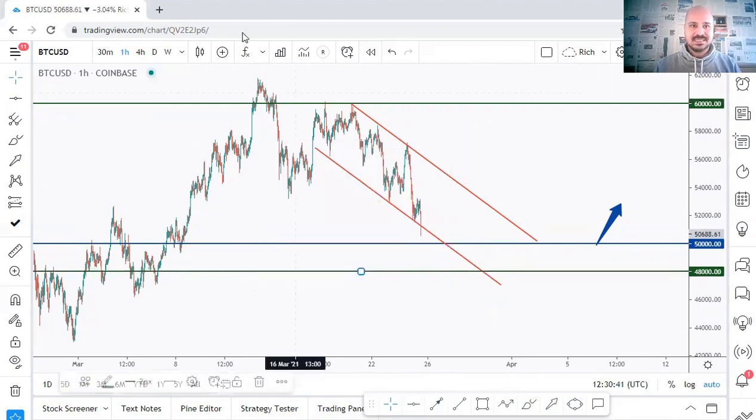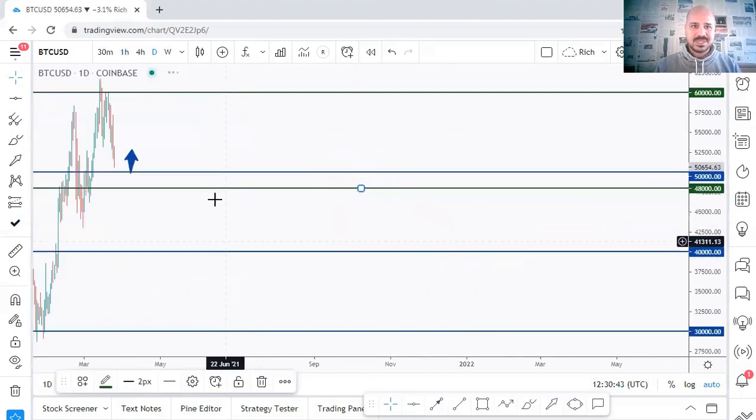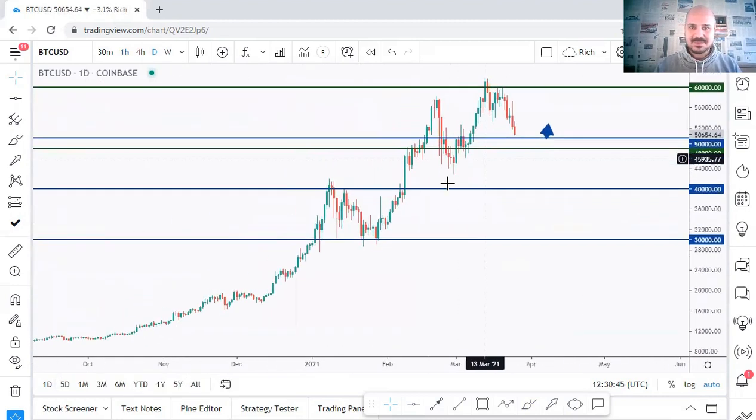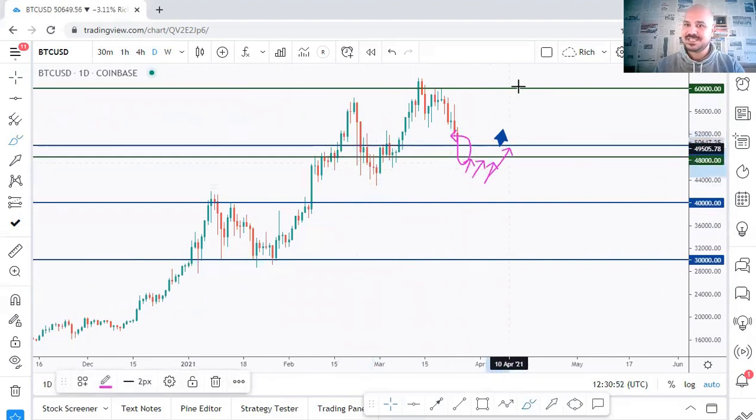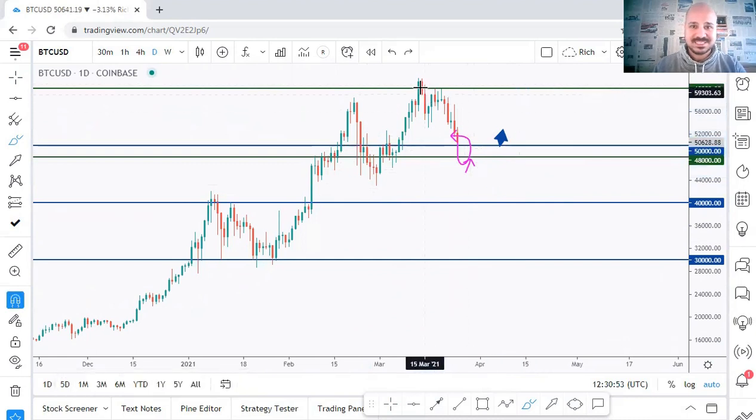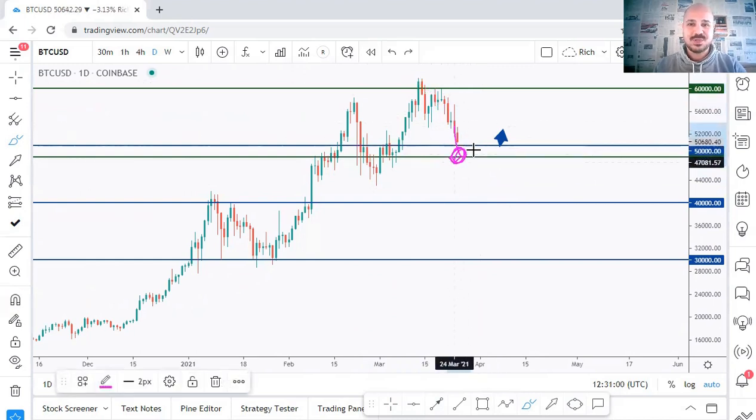Okay, right? And if we zoom out, we can see that just what happened previously, Bitcoin can still do like this, right? So break this area downward, then reject, and before going up, right? Because as you can see here, price broke it upward before going down. Right? So price would want to get more liquidity here to be able to push price even higher.